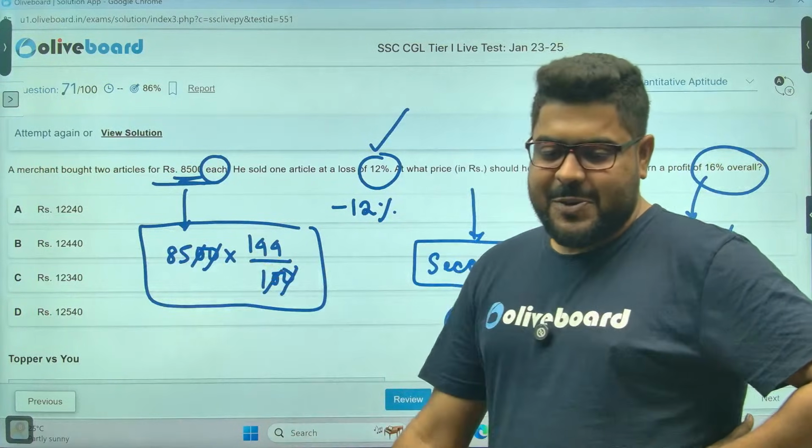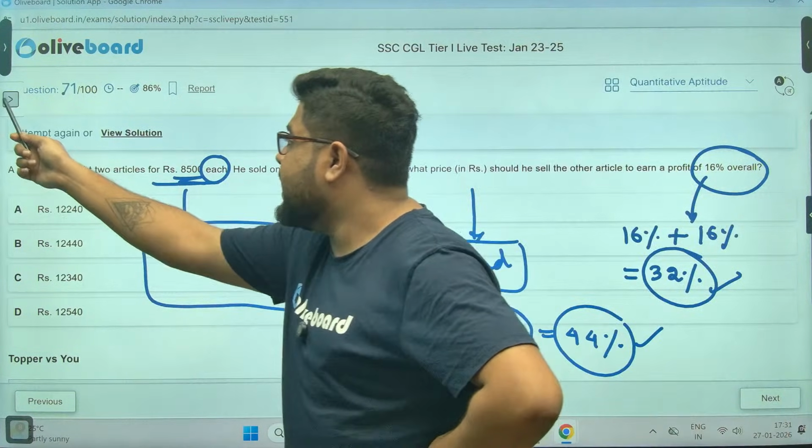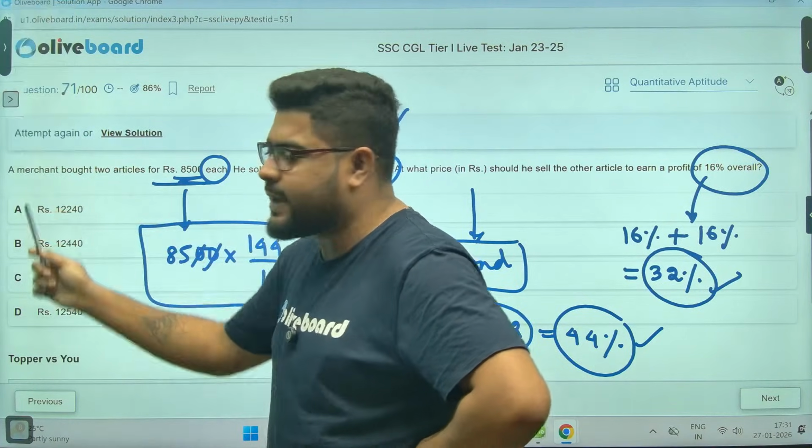Because this is a very bad calculation. This calculation looks very bad. You see how to save yourself from these types of calculations.